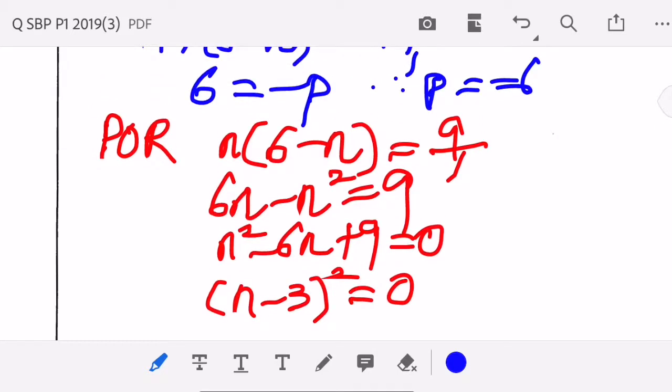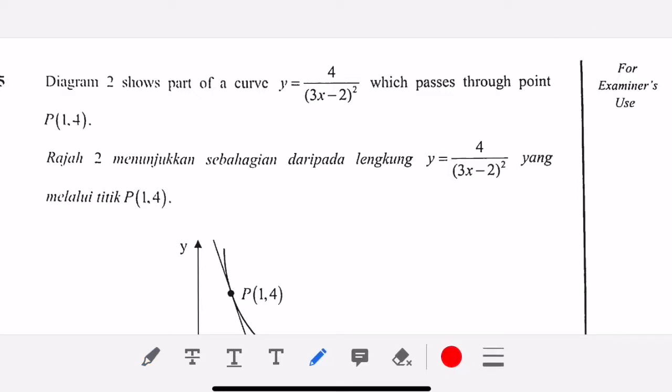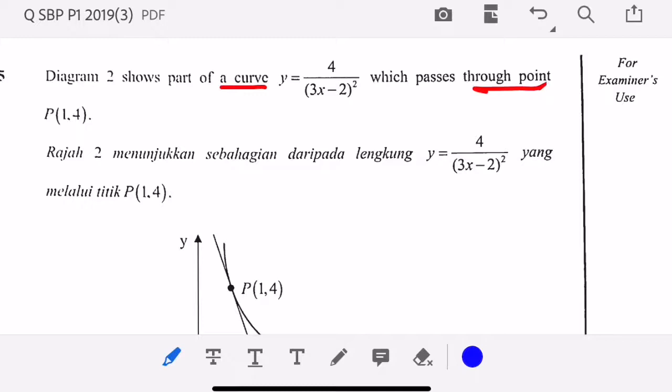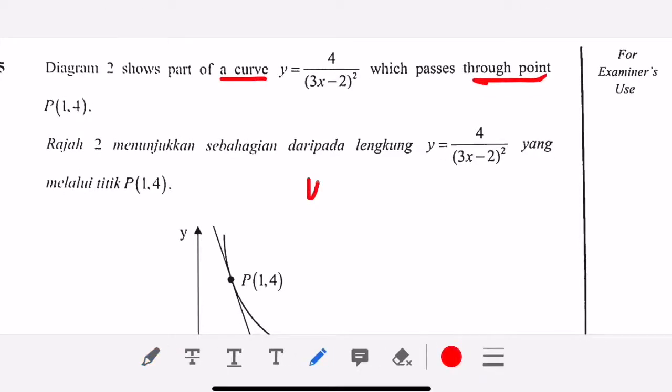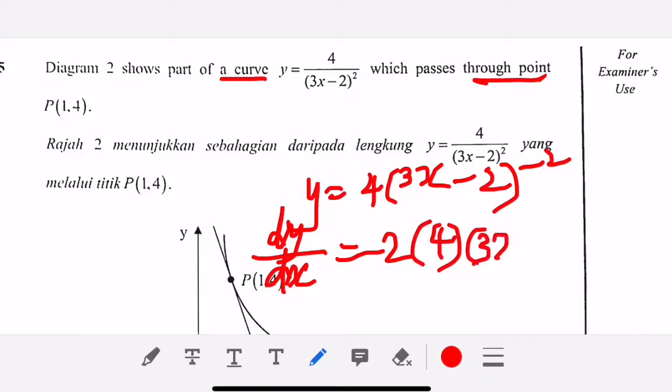Okay, let's proceed to the next question. For question number 5, you are given the curve, okay, and there is a point P, and then there is a straight line which is called a tangent to the curve. Remember, I asked you to memorize tangent to the curve. Gradient of tangent to the curve is dy/dx, alright? So when you see a question like this, there is a curve and there's a straight line, you just do dy/dx, alright? So you differentiate your y.